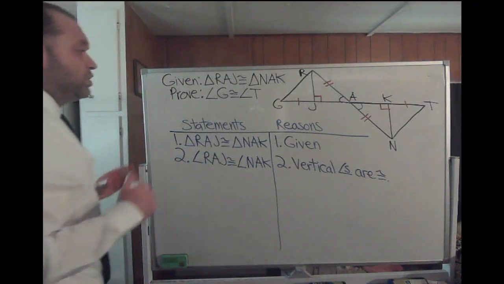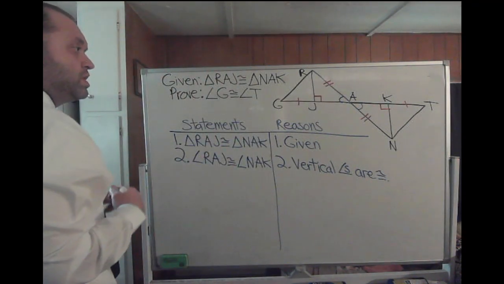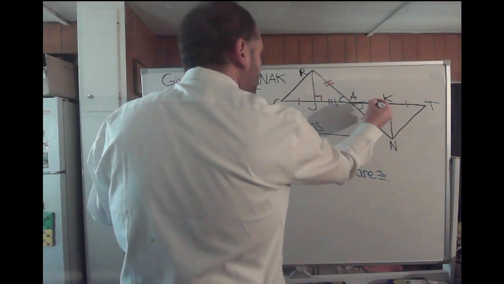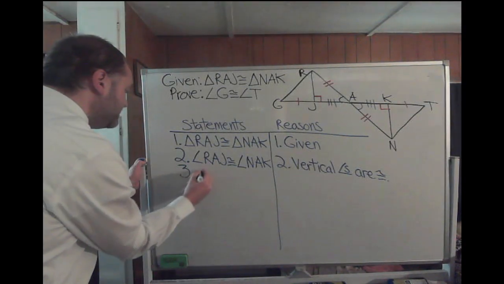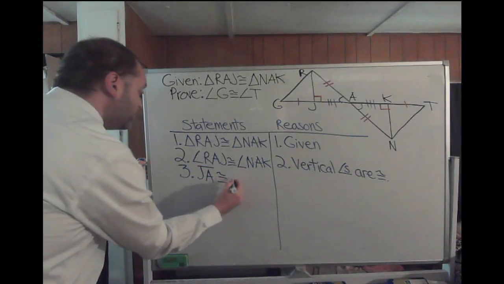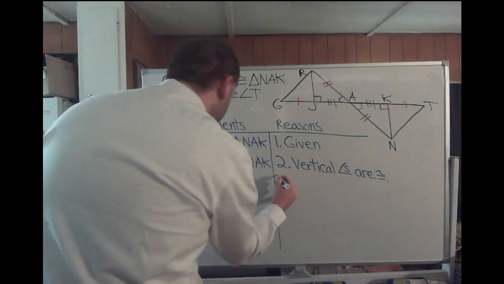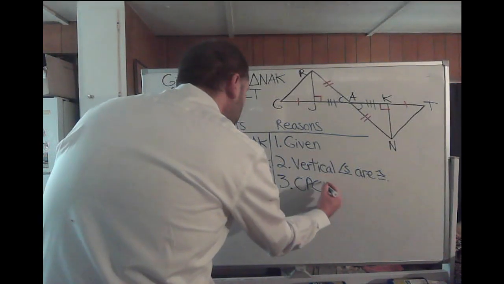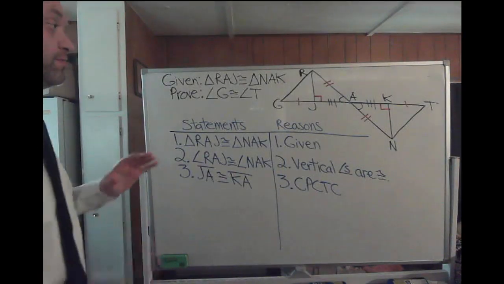We would also, since these two triangles are congruent, wouldn't it be true that JA would be congruent to KA? So JA and KA are congruent by CPCTC. JA is congruent to KA by CPCTC. Okay, where to from here?